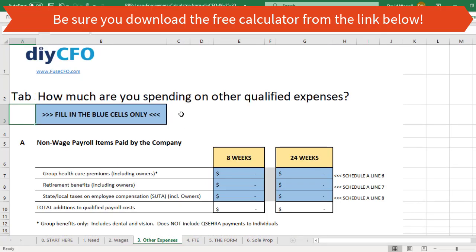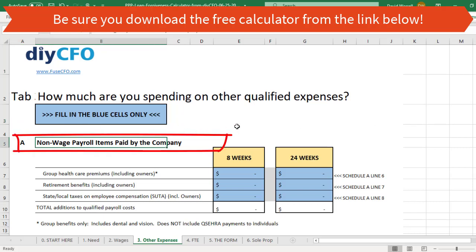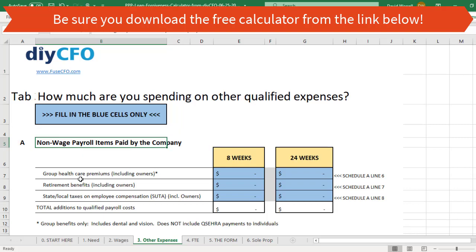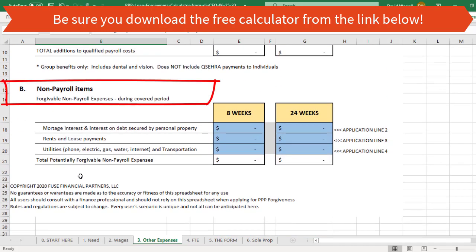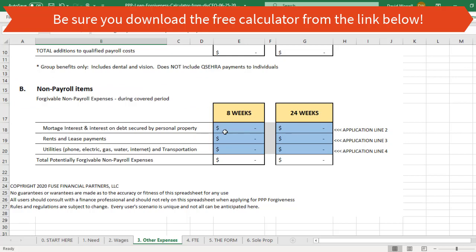Besides wages, of course, you have 2 categories of other expenses that are covered by the PPP. One is the non-wage payroll items paid by the company: healthcare, retirement benefits, SUTA, those sorts of things. And then the non-payroll items, including rent, utilities, and mortgage interest. So you can capture those in both the 8 and 24-week formats, just as before. You've entered those 6 items.